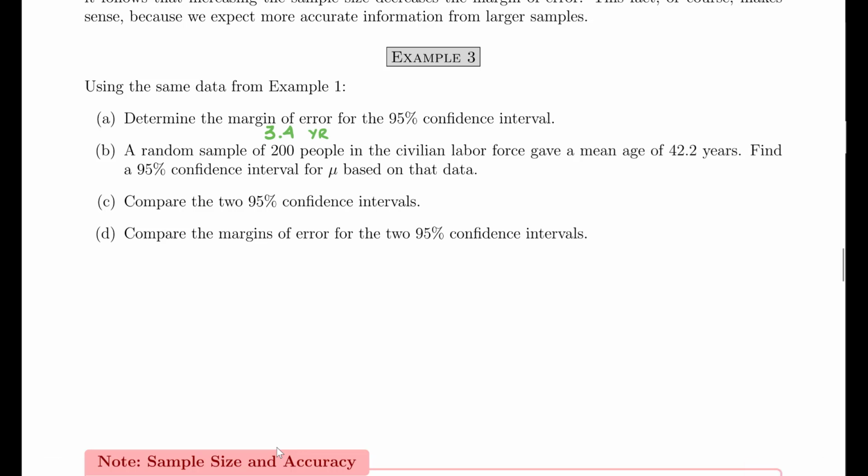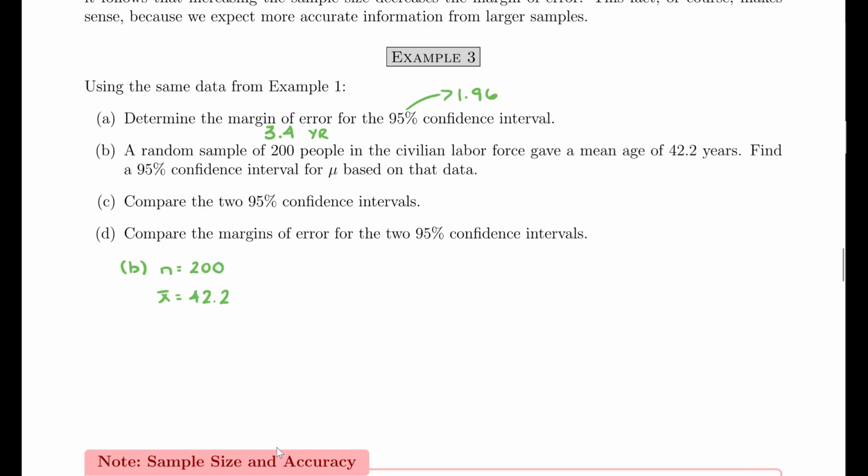Part B says a random sample of 200 people gave a mean age of 42.2 years. Find the confidence interval for mu based on that data. So for part B, we have n is equal to 200. We have our x bar is 42.2. And then we already know that 95% always will correspond to a z-score of 1.96. So we don't have to keep going back to the table and looking that up.